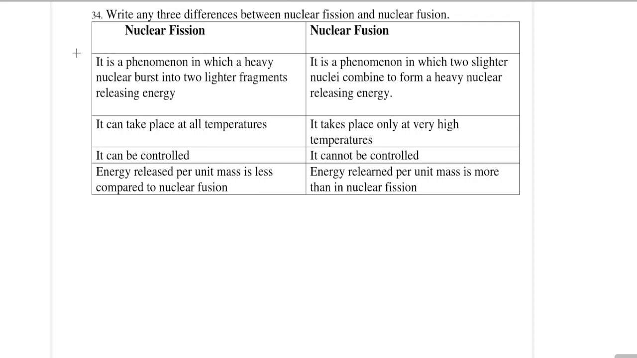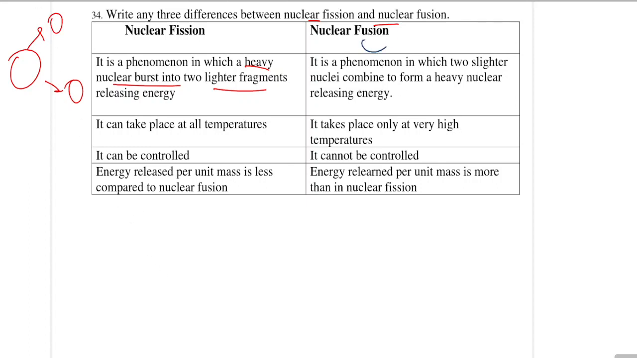35 says, write any three differences between nuclear fission and nuclear fusion. So in any question, when it comes to differences, the first and foremost thing is to write the definition. You can write in simple language that nuclear fission is a process in which a heavy nucleus splits into two lighter fragments, giving out energy. If you have a big nucleus that breaks, giving out small fragments plus energy, that is called nuclear fission.